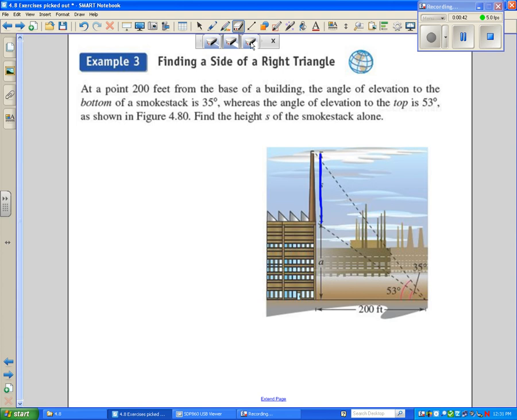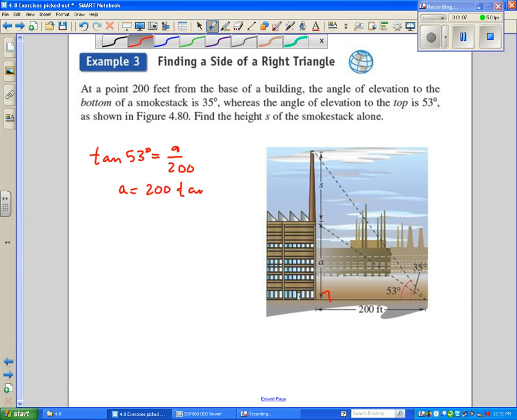So I'm going to set up my two equations and solve, and you're going to see that this is referencing systems. The first one I'm going to use, by the way, we assume this is perpendicular if it's a building, otherwise you'll be told if it's not perpendicular. So I'm going to use the tangent ratio. And this is equal to A over the 200. And I'm going to go ahead and solve this for A.